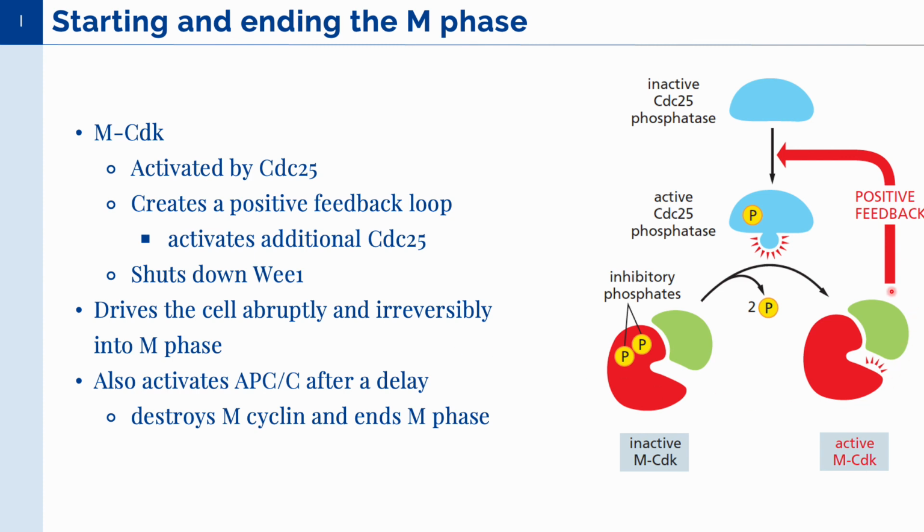At the same time, the active mCDK also shuts down Wee1, which is an example of an inhibitory kinase. After a delay though, or after the M phase has completed, it is this same complex that activates the APC/C, and the APC/C tags our M cyclins for destruction, and in turn, this ends the M phase.